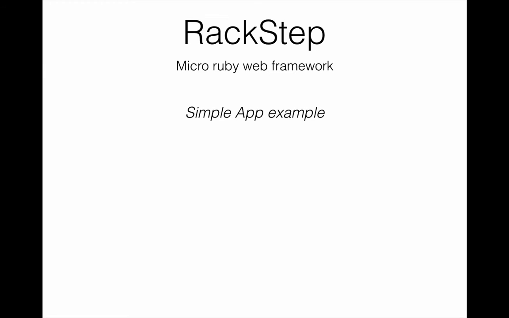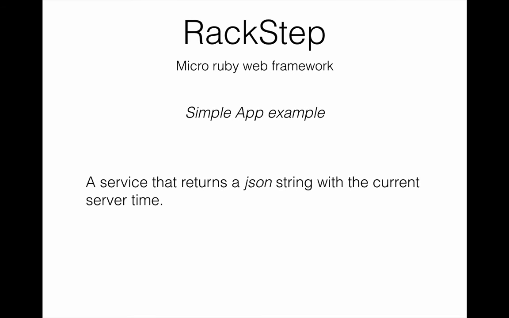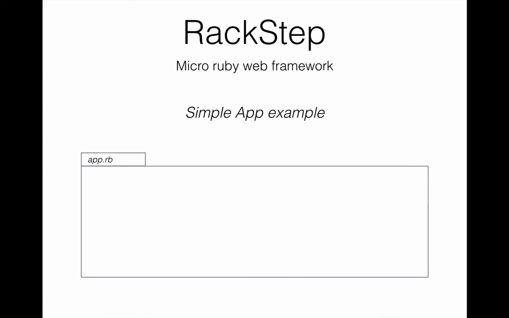In our example, we will create a simple service that returns the current server time in JSON format. We will create 3 small files. First, let's create a file called app. Now, let's require the RackStep framework. Then, we will need to create a class called App. You can call it whatever you like, but it must extend the RackStep App class.